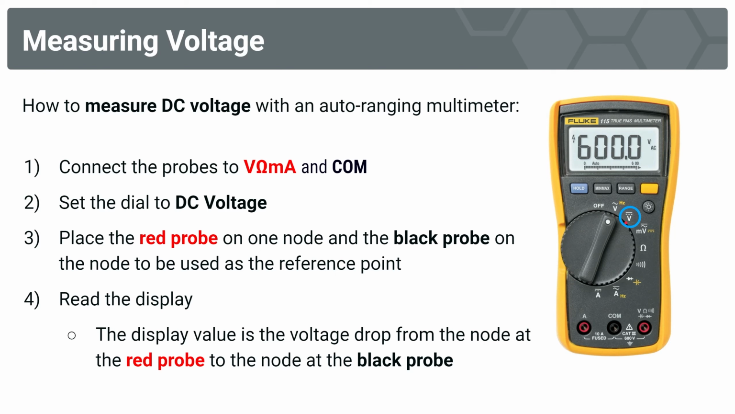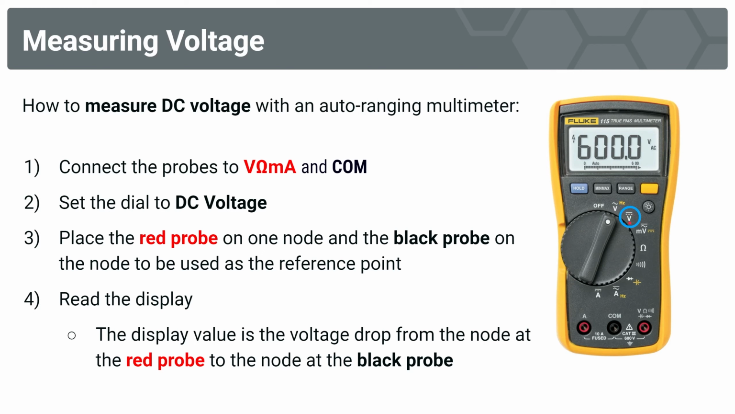Now notice how there are two V symbols. The reason why DC voltage has a straight line above it is because that is the symbol for DC current, whereas the oscillating wave represents AC current. This is for measuring AC voltage. So set your dial again to DC voltage.